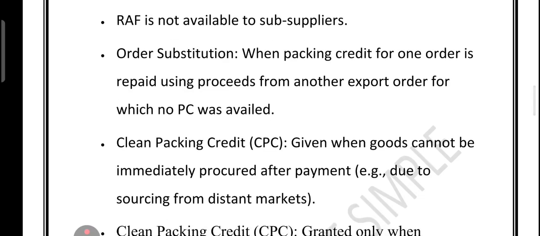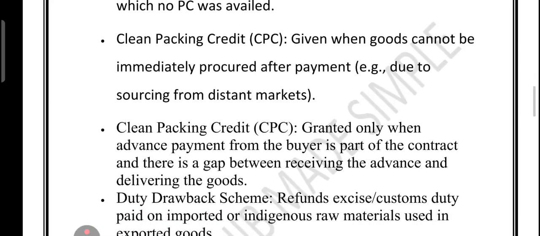So let's summarize what I told you. Pre-shipment finance is a loan before shipping to cover the cost. It comes in Indian rupees or foreign currency. If it comes in foreign currency, we call it PCFC. Supply from DTA to SEZ is called deemed export, and this is eligible for credit. RAF means first in first out repayment, not for sub-suppliers. Order substitution means using funds from one order to repay another loan. Then CPC, which means goods can't be purchased immediately, right? Let's talk more about this CPC.